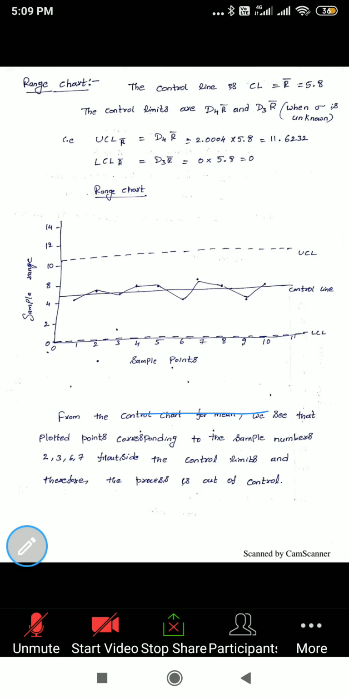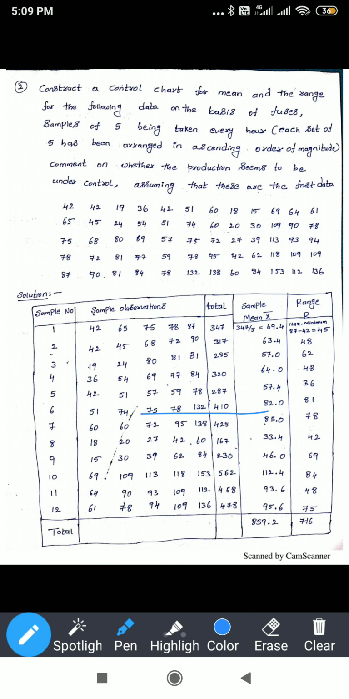Now come to the second question. This is the second question.